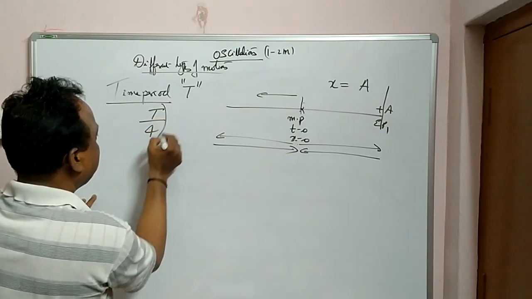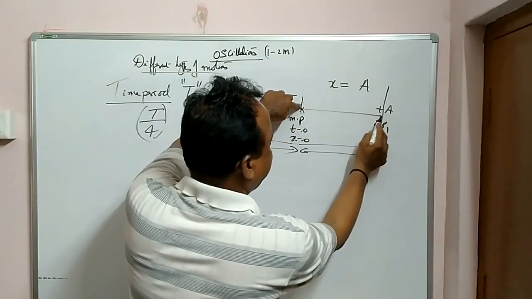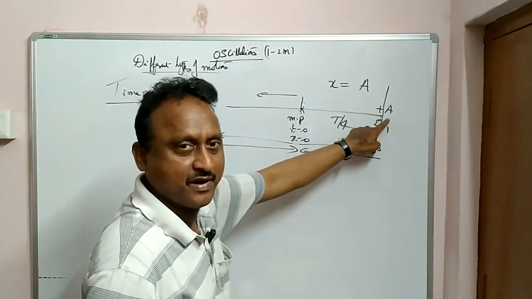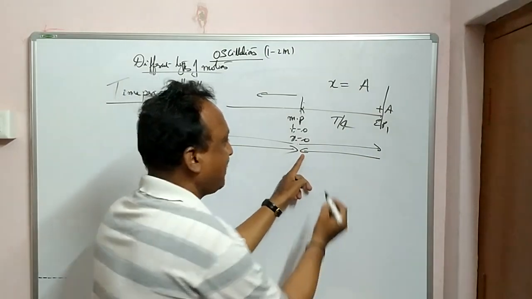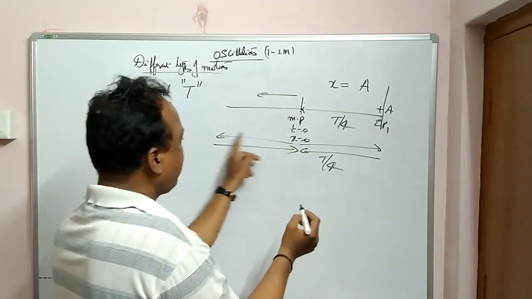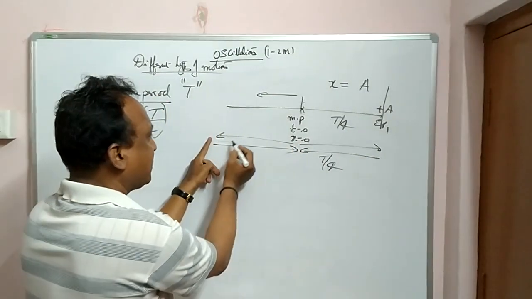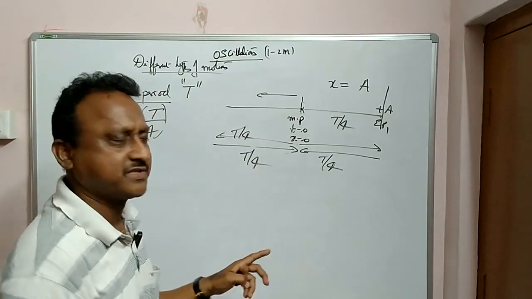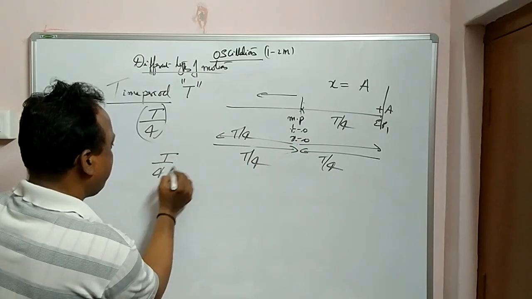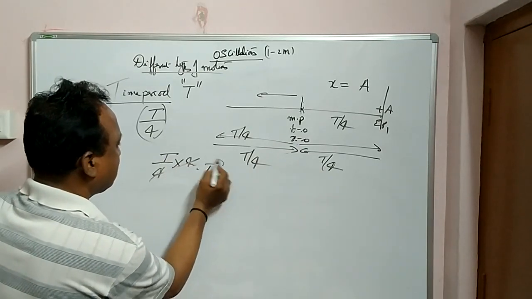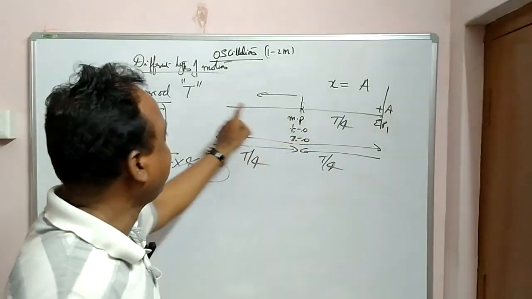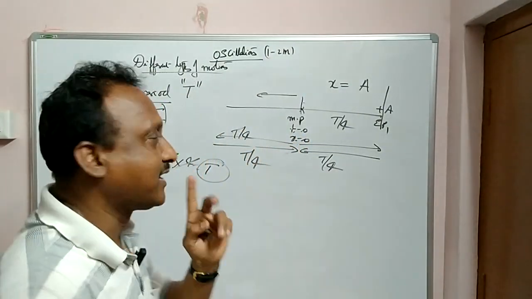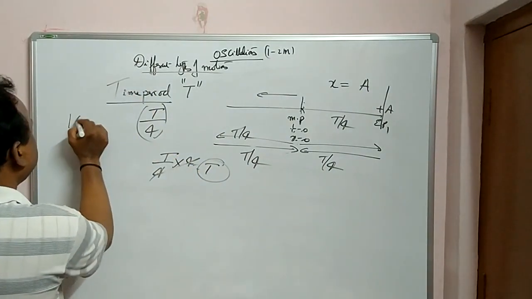That means, how much time does it take to go from here to there? T/4. How much time from here to maximum? T/4. Again from here, T/4. Again from here to the second extreme position, T/4. Again to the mean position, T/4. How many times? 4 times. T/4 into 4. So what is the time period of the body? T. So T is the time period, which is the time taken for one complete oscillation.